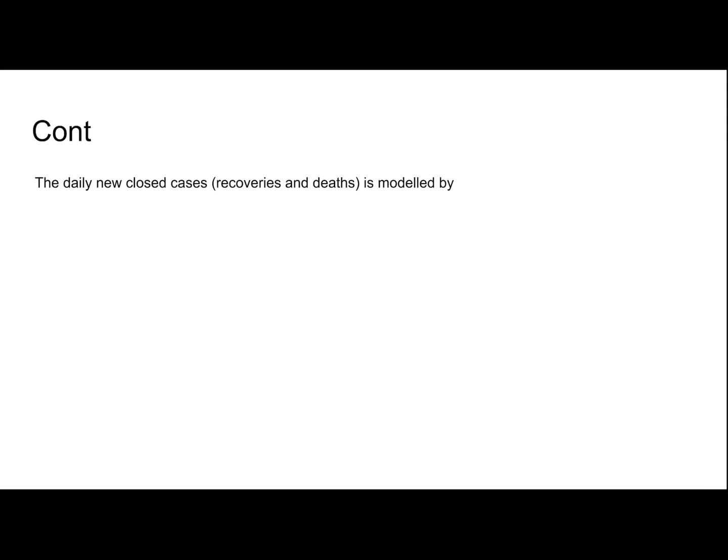Okay, so next question. The daily new closed cases, that's recoveries and deaths, is modeled by r equals 1.0331 e to the power of 0.4104 (t minus 9). Immediately looking at this, we have t minus 9 in the power. This means that the recoveries are generally lagging the cases by 9 days. From a graphical point of view, the graph has been shifted 9 units to the right, which means everything is happening 9 days after when it would otherwise happen.